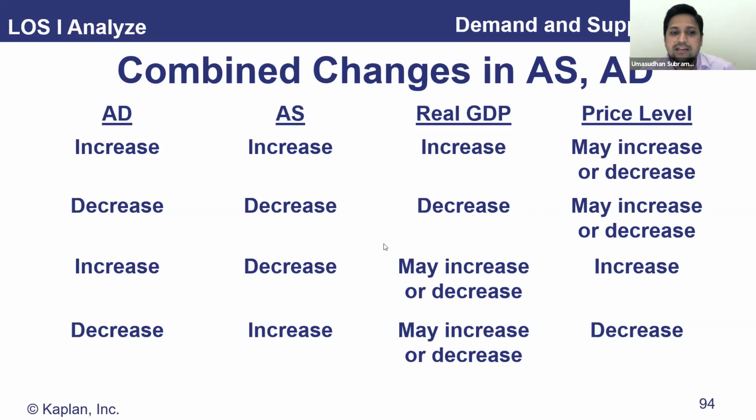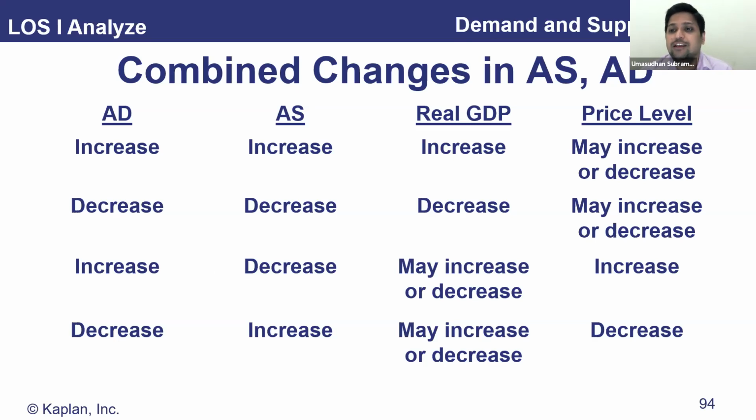Look at it. Your aggregate demand is falling, aggregate supply is falling. What will happen to your real GDP? Real GDP will fall, but prices may decrease or may increase. Okay. Your aggregate demand is increasing, aggregate supply is decreasing. What happens to real GDP now? Real GDP may increase, may decrease, because supply is decreasing and demand is increasing, so you cannot determine what will happen to real GDP.